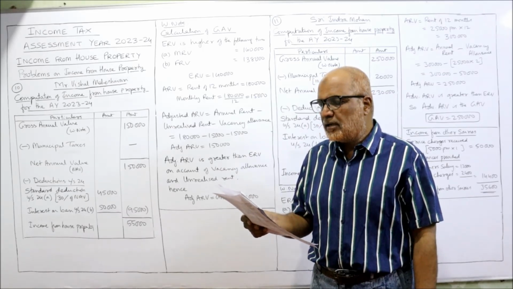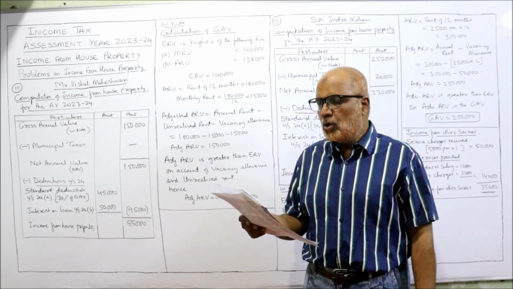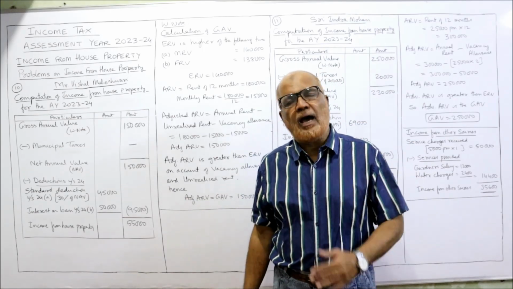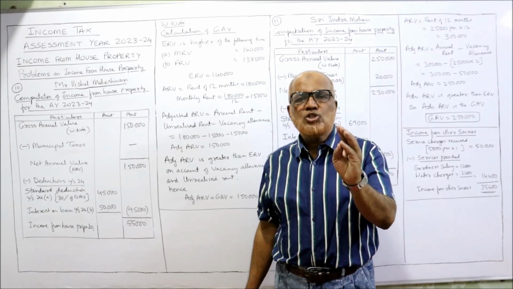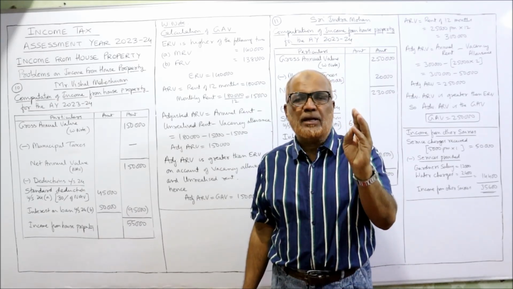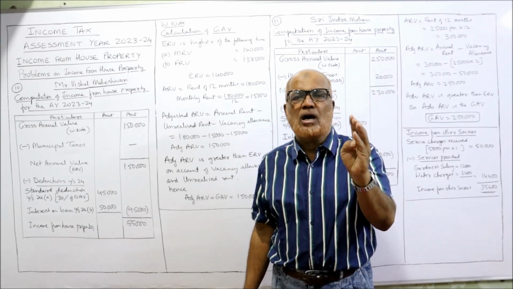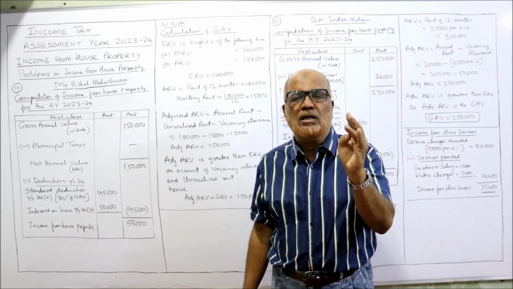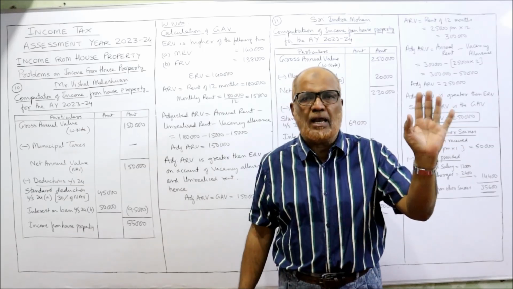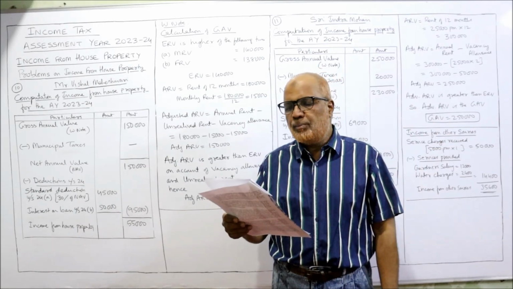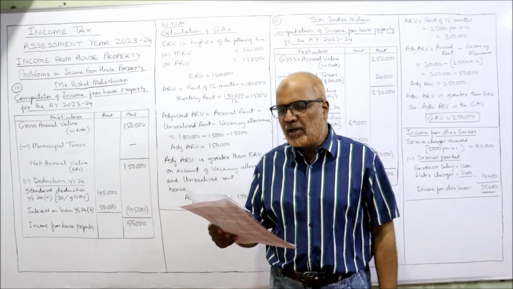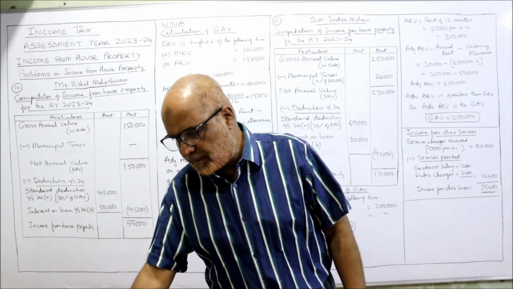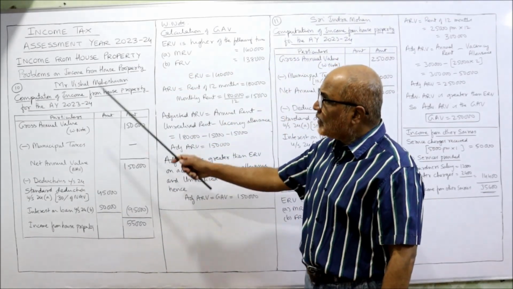Interest on loan taken amounted to 50,000. Loan taken for repairs, allowed as deduction. Interest paid on a loan taken to purchase, construct, repair, renovate or reconstruct the house will be allowed. So 50,000 will be allowed. Compute the income from house property of Mr. Vishal Maheshwari. This is the problem.